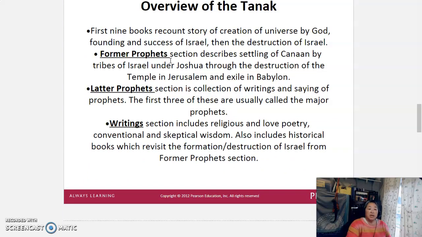In terms of the Hebrew Bible, the Tanakh, or the Old Testament, the first 9 books cover the creation of the universe by God and the rise and fall of Israel, and then you have a bunch of prophets, latter prophets, and then writings. So it's the Torah, which are the first 5 books of the Bible, then the prophets, from Joshua to 2 Kings, which is the rise and fall of Israel, and then there's the Ketuvim, or the writings, which is everything else.